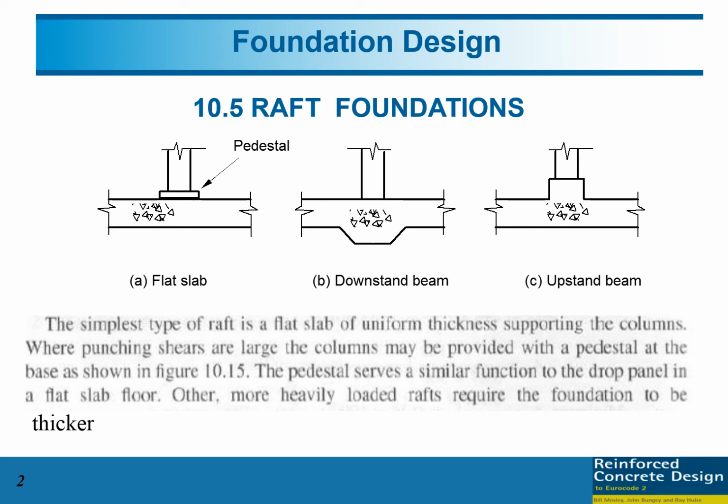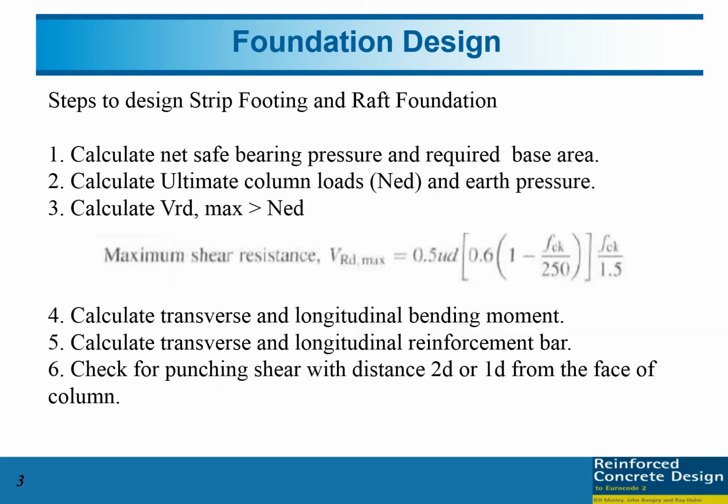So the simplest type of raft is the flat slab, number A, of uniform thickness supporting the columns. Where punching shear is large, the column might be provided with a pedestal at the base as shown in this figure. Okay, the pedestal serves a similar function to the drop panel in the flat slab floor, so as to increase the punching shear strength.